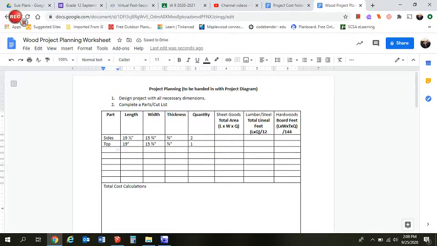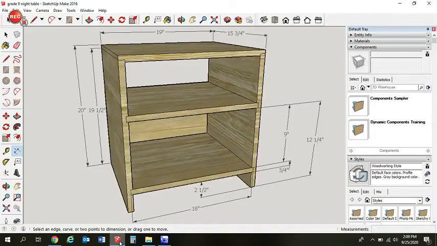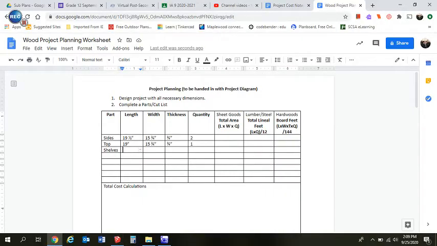Okay. Next we have our shelves, and our shelves are, I believe, 18 inches. Let's double check. Yes. So they're 18 inches long by, once again, 15 3/4 inches wide, and once again 3/4 inches thick, and we have 2 shelves. Okay, last part that we are missing is the back piece. You know what, we have room here, so I'm going to skip a row, and you'll see why in a minute.